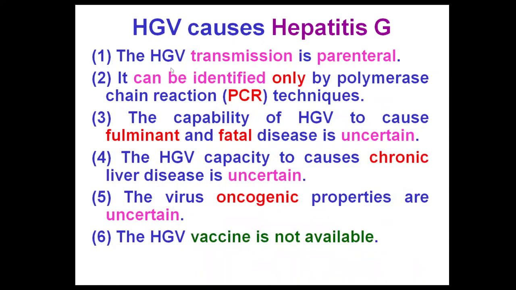So, the hepatitis G virus is transmitted like other parenteral hepatitis viruses and can be identified only by polymerase chain reaction, because serological tests are not really accurate if developed against it. The capability of hepatitis G virus to cause fulminant or fatal disease is uncertain by now. And also vaccines are not available against hepatitis G virus.